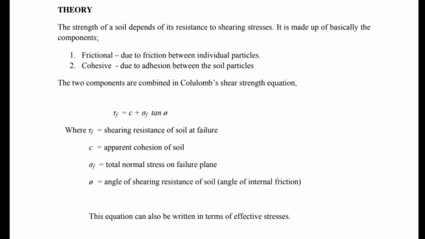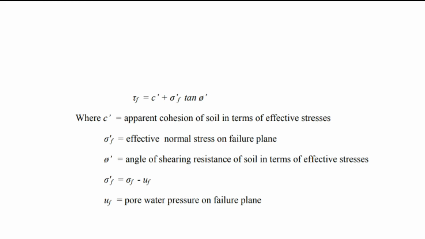Now after the modification, the above equation has been changed. So let us check out what they have modified in the equation. The modified equation says tau F is equal to C dash plus sigma dash F tan theta dash, where C dash is nothing but the apparent cohesion of soil in terms of effective stresses. The word effective has been added and the effective part is taken in the equation. Then sigma dash F is nothing but the effective normal stress on the failure plane, and theta dash is the angle of shearing resistance of the soil in terms of effective stresses.